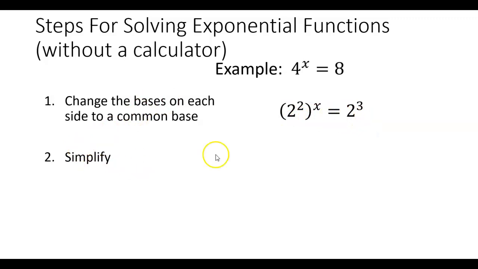Okay. Now sometimes you'll have to simplify after that. So in this case, notice I have 2 squared being raised to the x power. We can just multiply those exponents together. And so that's going to end up giving me 2 times x, which is just 2x.